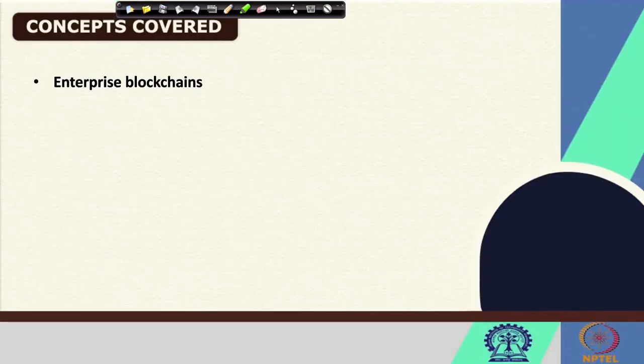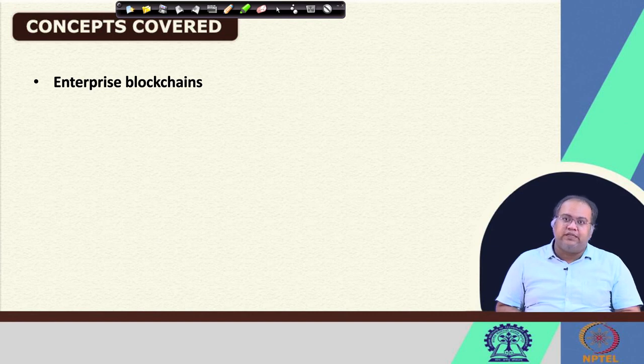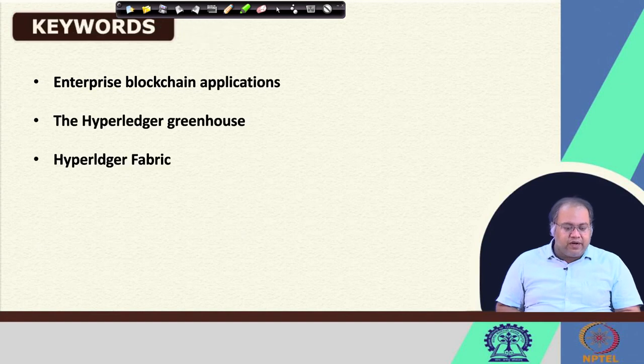To start with, the broad concept that we are going to cover today is the idea of enterprise blockchain, and how blockchain is suitable for different kinds of enterprise applications. The keywords in today's talk are the applications in the enterprise blockchain domain, followed by a detailed discussion of the different projects under Hyperledger Greenhouse, and then finally we will touch upon Hyperledger Fabric. From the next lecture onwards you will get a tutorial on how you can develop an application using Hyperledger Fabric.